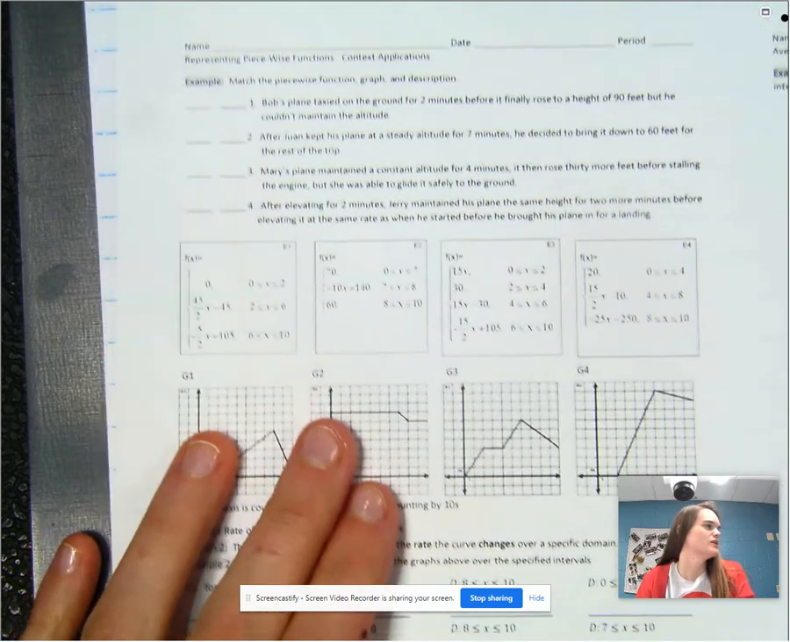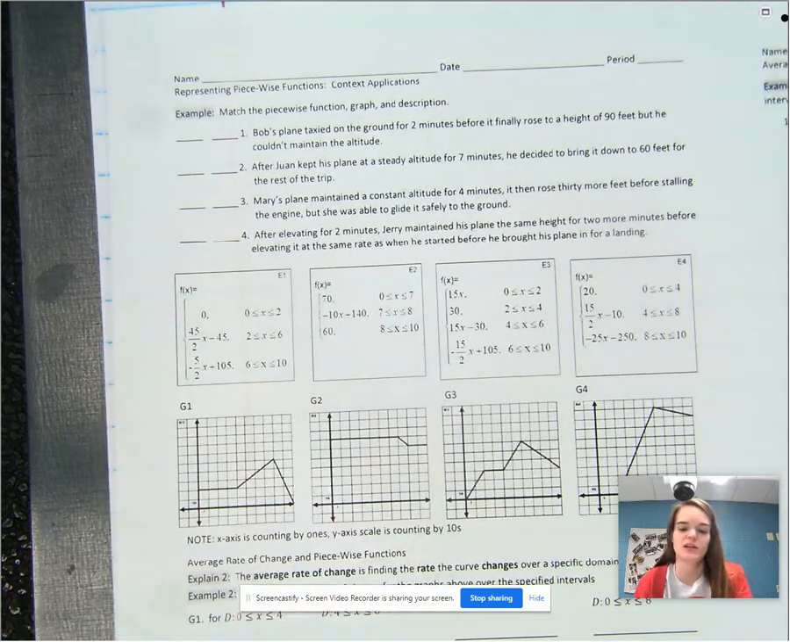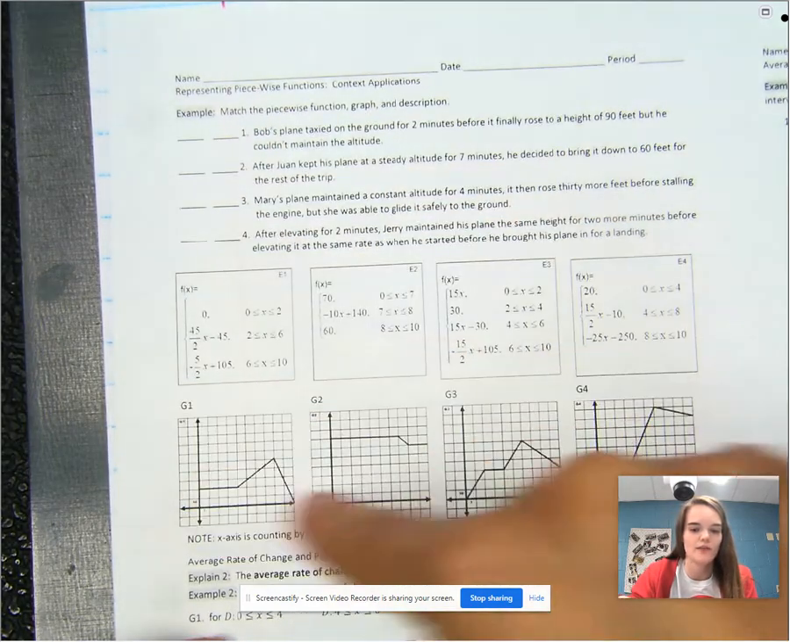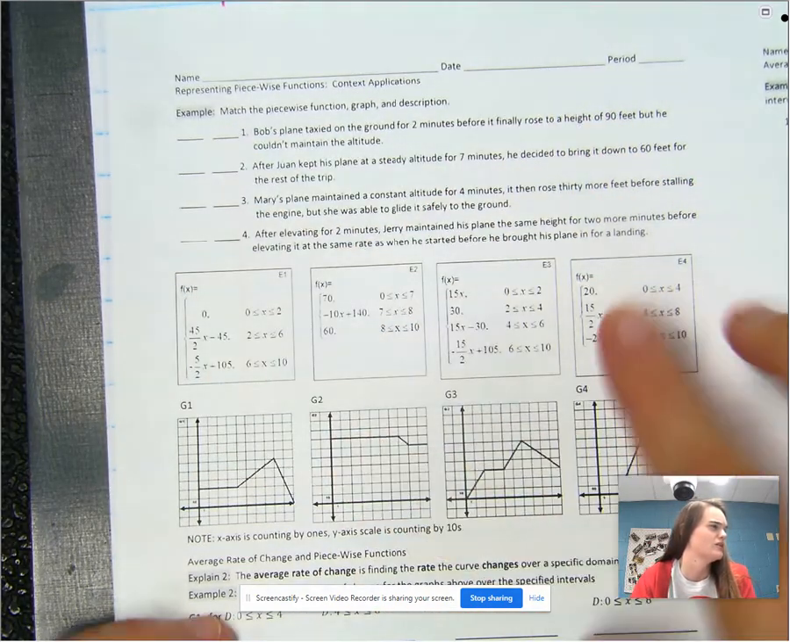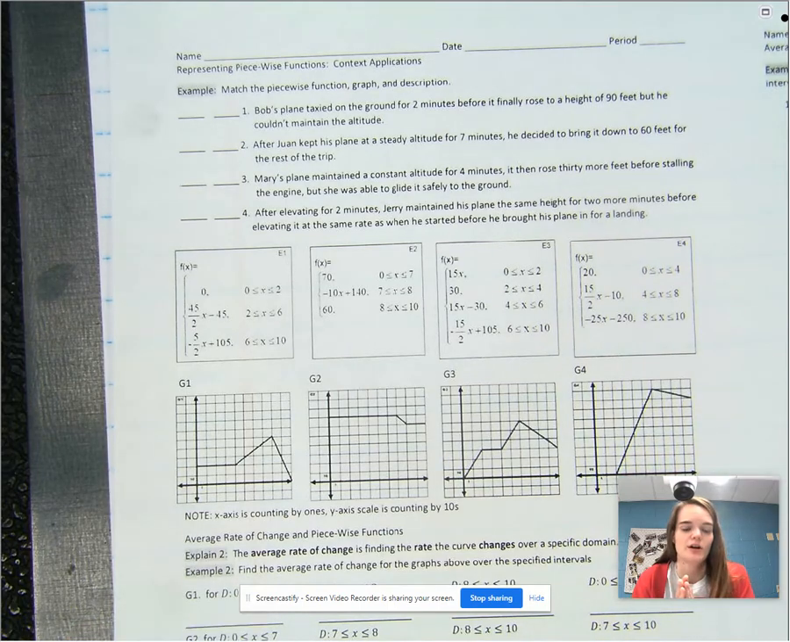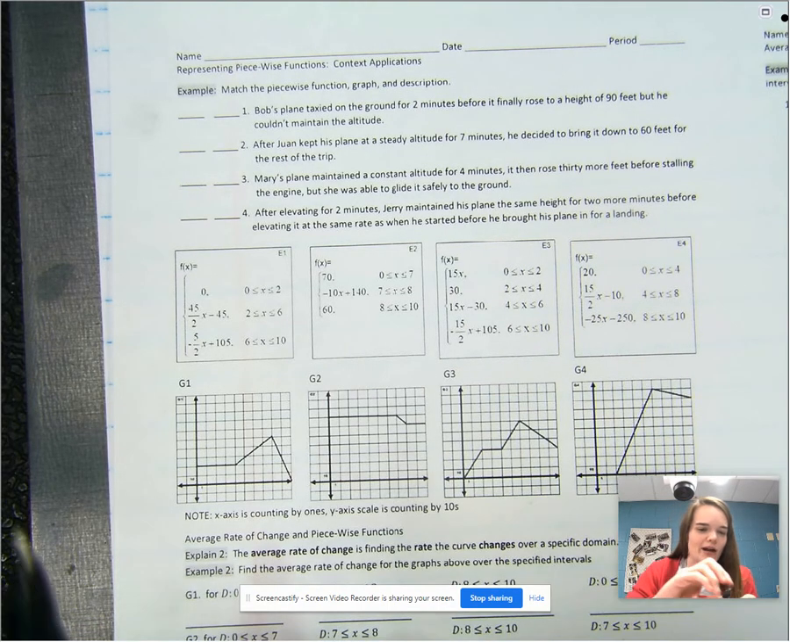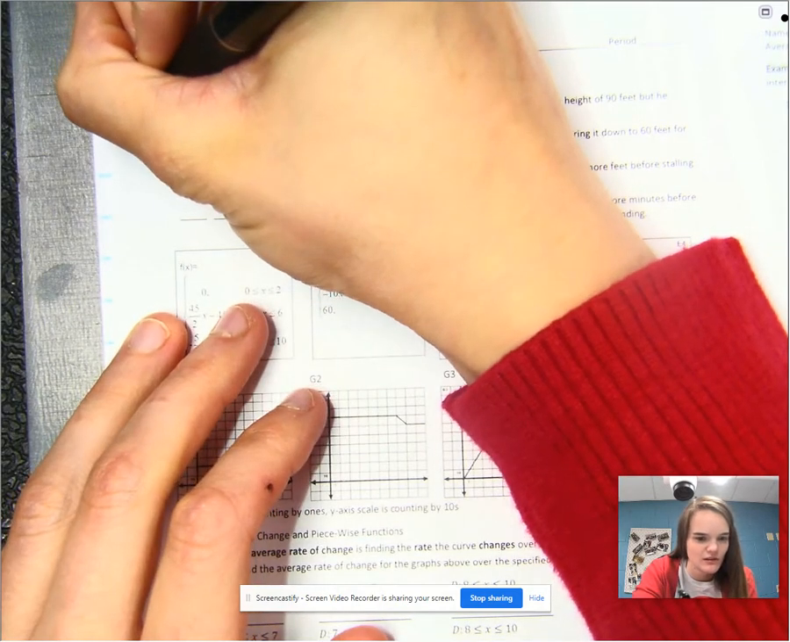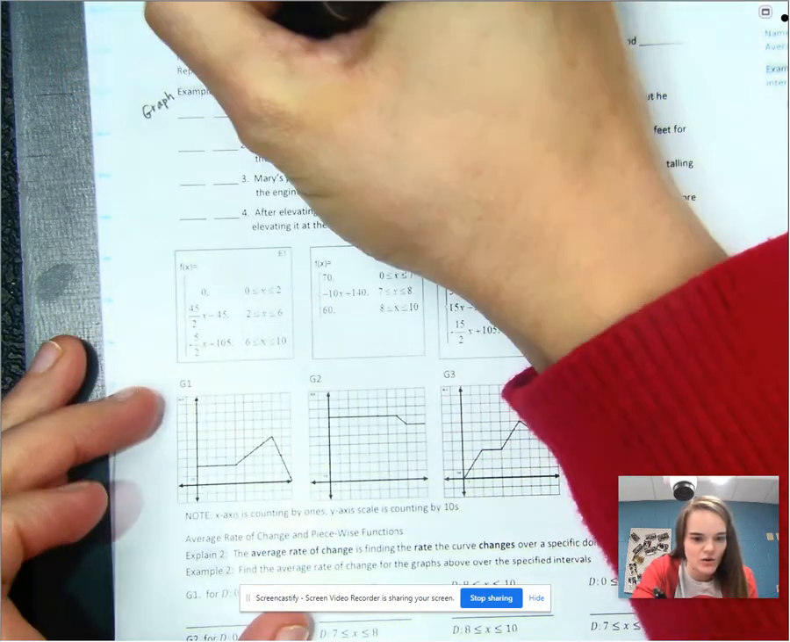Anyway, we're going to continue to match some of them today, and then we're going to talk about something called the average rate of change. So first of all, let's match the piecewise functions with their graph and with their description. We're going to work on these four, and the four that I'm talking about all go together right here. So first of all, let's talk about each of these. What we're going to do is put the graphs here and the equations here.